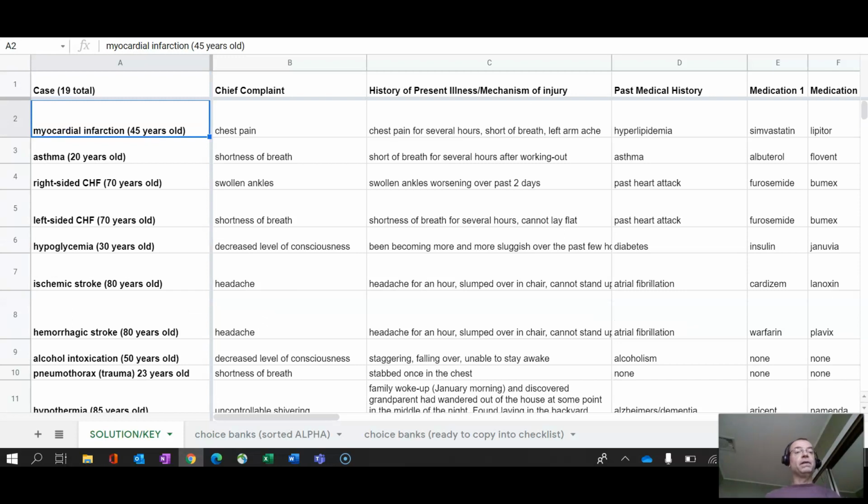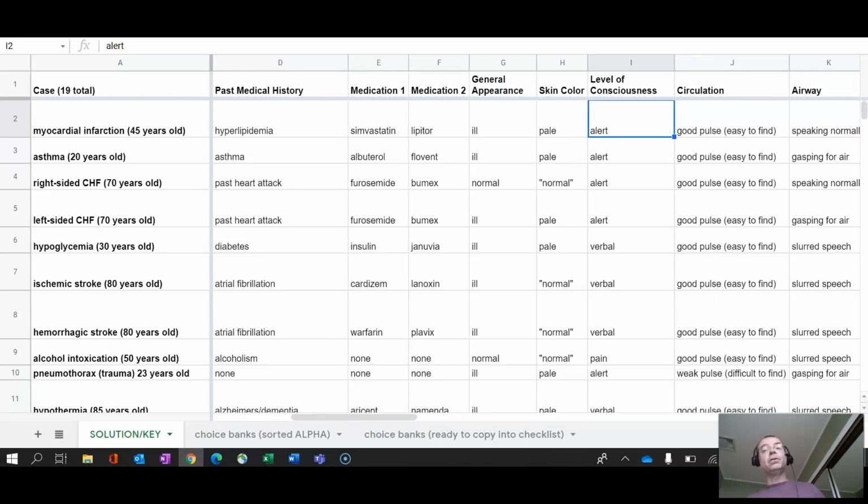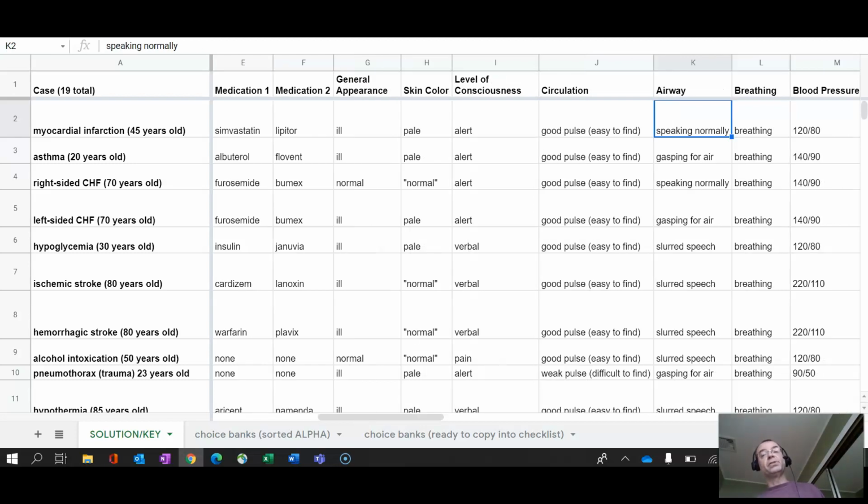So this is a 45-year-old with chest pain. History of present illness: chest pain for several hours, shortness of breath, and left arm ache. Past medical history of hyperlipidemia. Patient is on simvastatin and Lipitor. They look ill. Their skin color is pale. They are alert. They have a good pulse that's easy to find. They're speaking normally, so they have an airway, and they're breathing fairly normally.